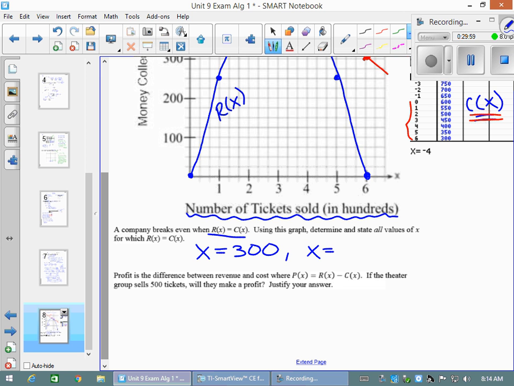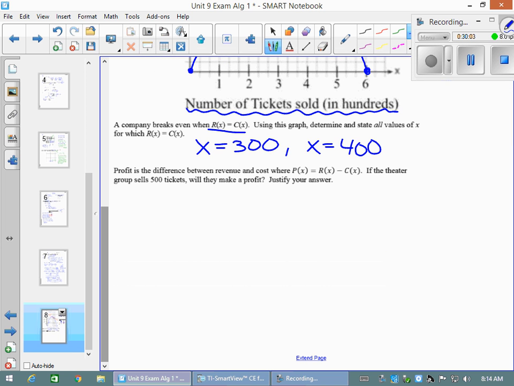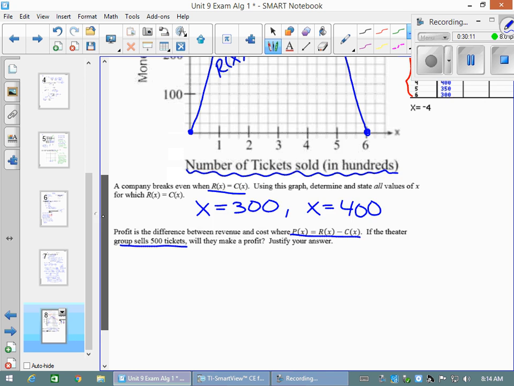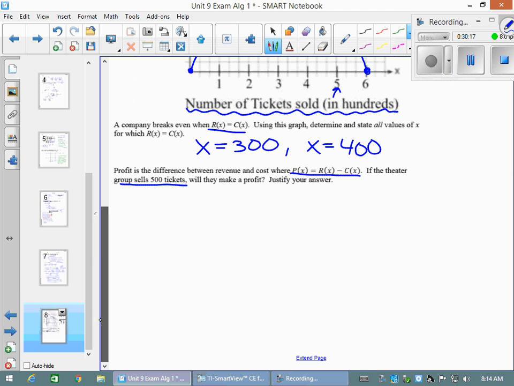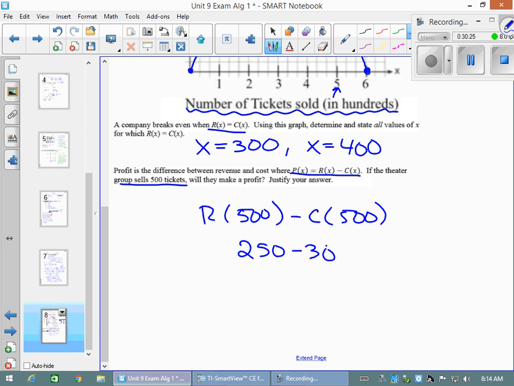So they want to know if the group sells 500 tickets, will they make a profit? So I'm going to use my graph. At 500 tickets, which would be right here, my revenue minus my cost would come out to be 250 minus 350, okay? Which means I'm going to have a negative number. I'm going to have negative 100. So that would mean no, I do not have a profit. So I have to indicate no, and my work here is my justification.